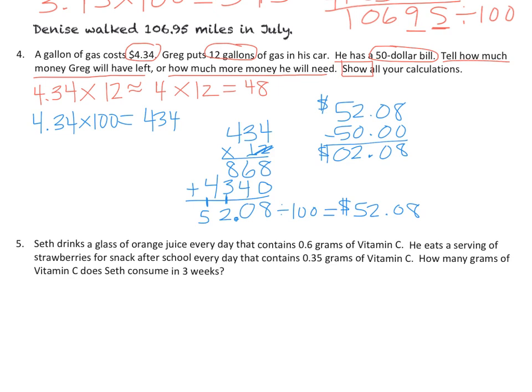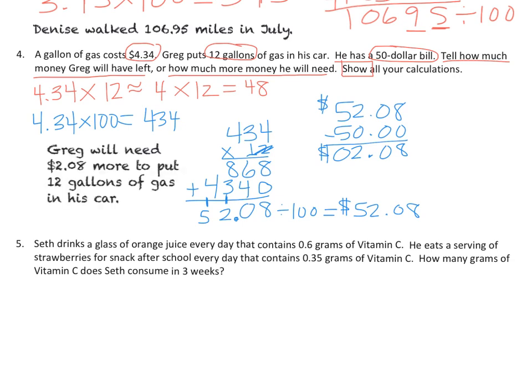All right? And then let's go ahead and answer their question. How much money will he need? And you're going to write your sentence out in an empty spot. So squeezing your sentence somewhere, write something very similar to Greg will need $2.08 more. Notice that the dollar sign is needed, or you write the word dollars after your number. More to put 12 gallons of gas in his car, period. So make sure you have a complete sentence to answer their question.